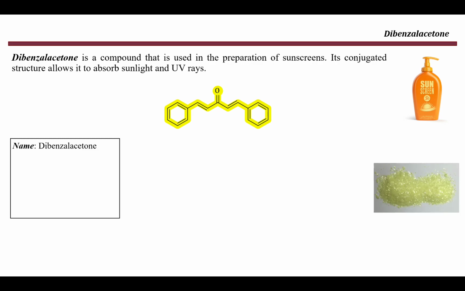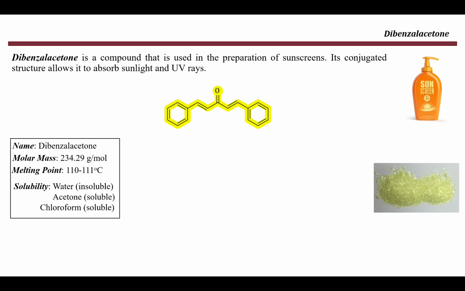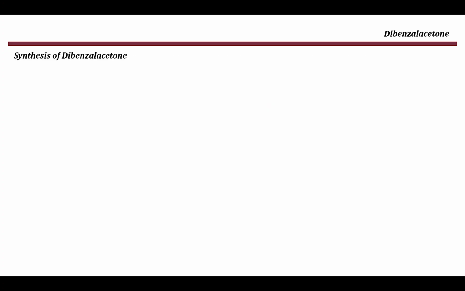So, dibenzalacetone has a yellowish structure. The molar mass is 234.29 grams per mole. Its melting point is between 110 and 111 degrees. It's insoluble in water, but it is soluble in acetone, and it's also soluble in chloroform.